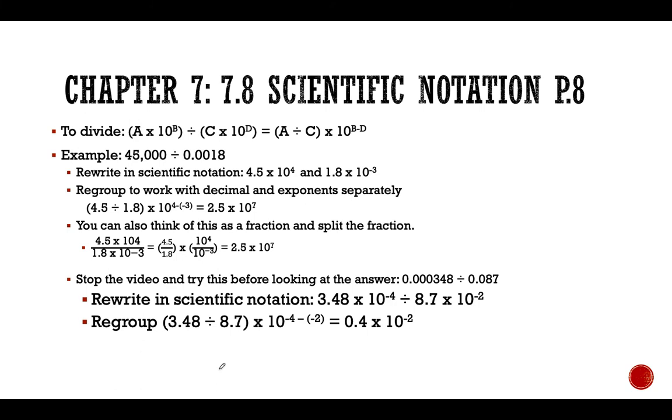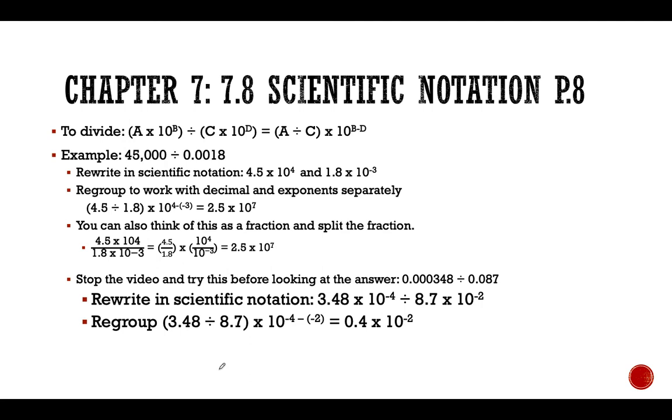Dividing, we're going to do it in a similar way. A times 10 to the b divided by c times 10 to the d. We're going to separate the decimal parts from the exponent parts, and we're going to divide a divided by c times 10 to the b minus d, because remember, when we divide exponents, we subtract.